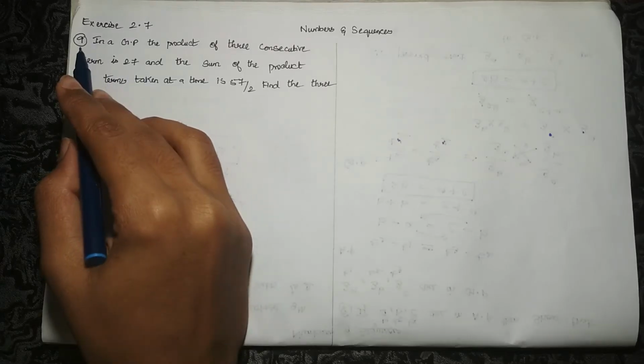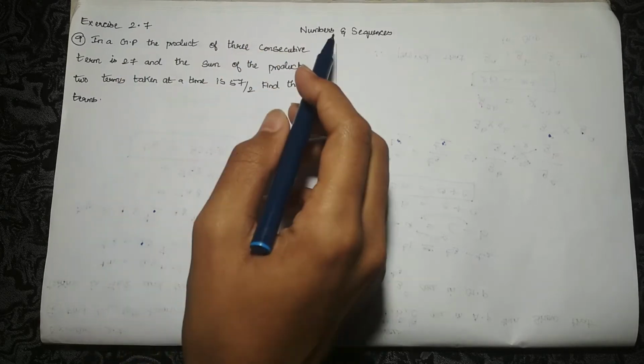In this class, we will see the ninth problem from exercise 2.7, chapter Numbers and Sequence. So let's go into the video.